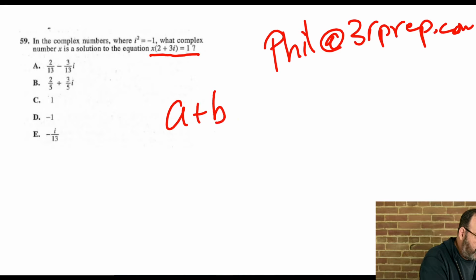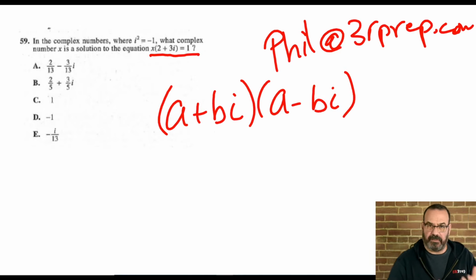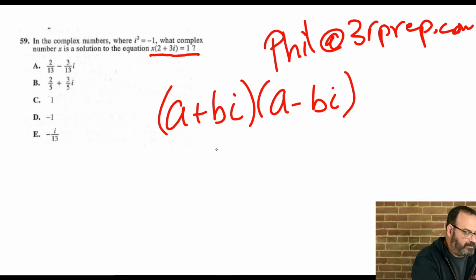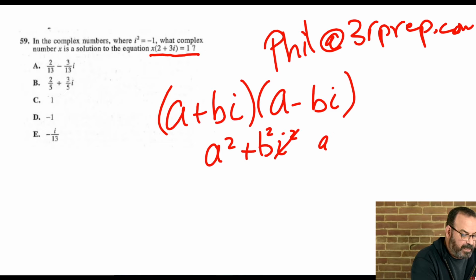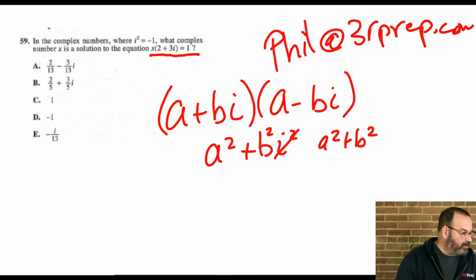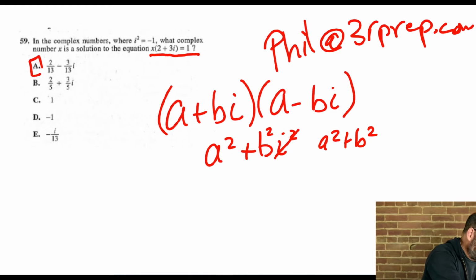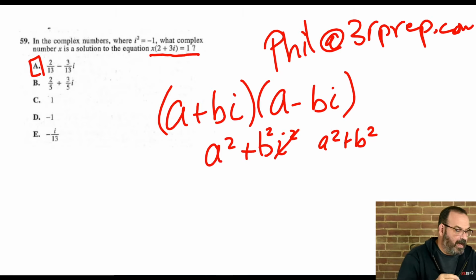a plus bi. To make this a real number, you multiply it by a minus bi, which is the difference of the squares. And this comes out to be a squared minus b squared i squared, and i squared is -1. So this comes out to be a squared plus b squared. So what I'm looking for is the opposite of 2 plus 3i. And I look in the answer choices, that's going to be A, 2 minus 3i.